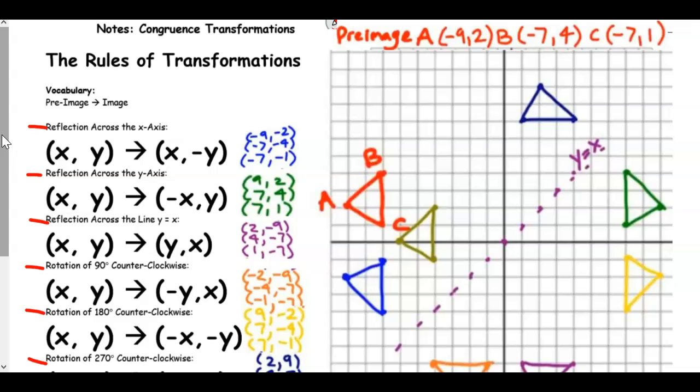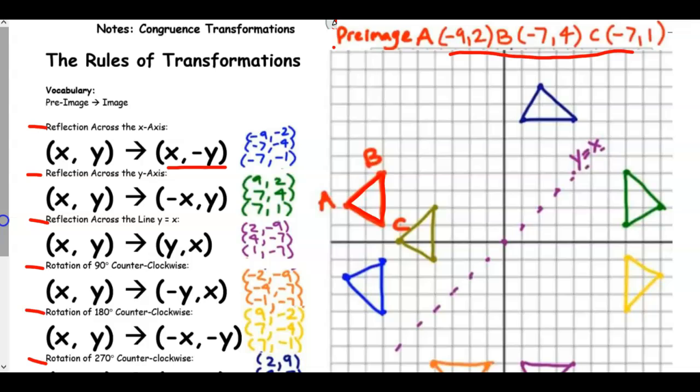Okay? So here's the deal. You don't have the color because yours is black and white. But look in red right here. Pre-image. Okay? This is what we start with. A, B, C. This triangle right here is what we start with. Okay? So if these are my points, my rule for reflecting across the X, XY became what? Right here. X negative Y.